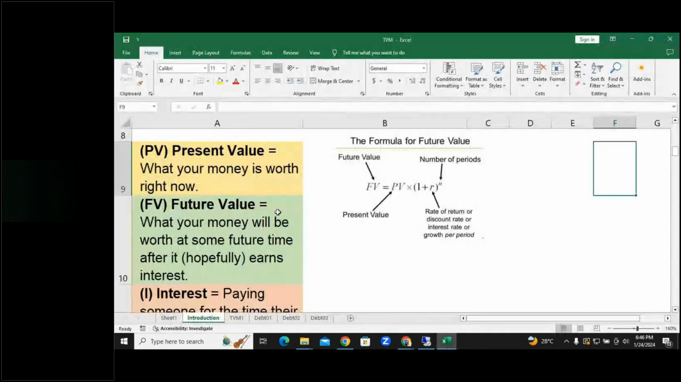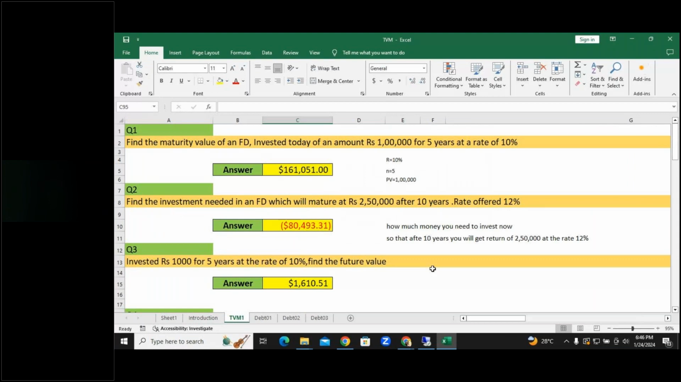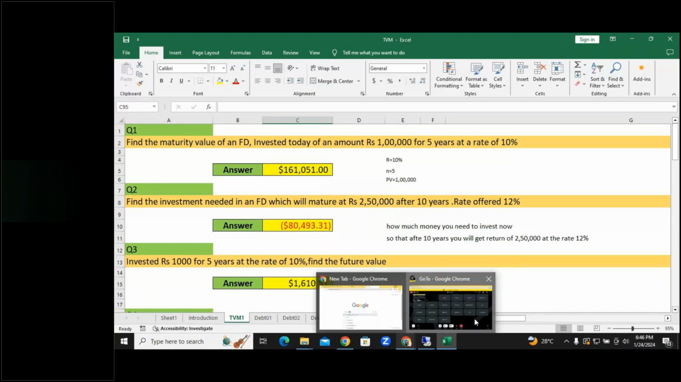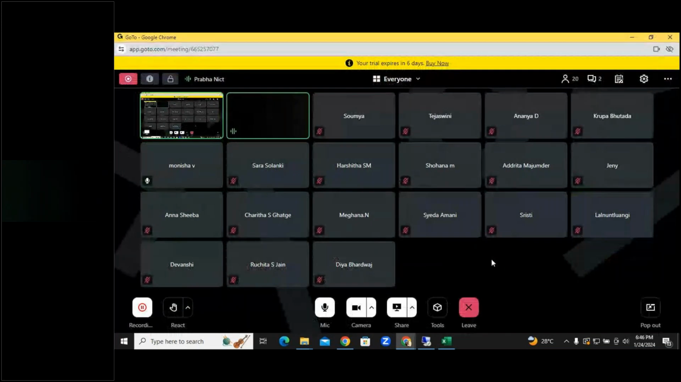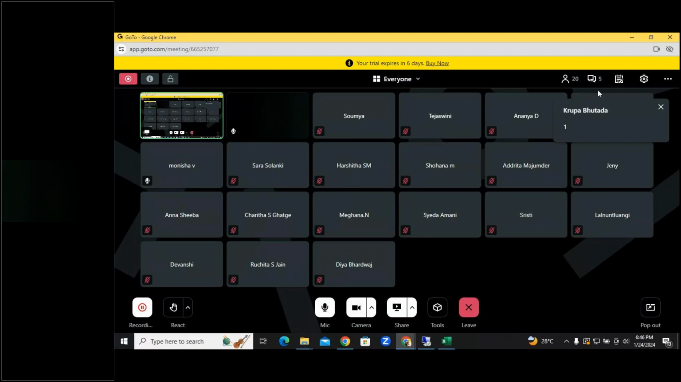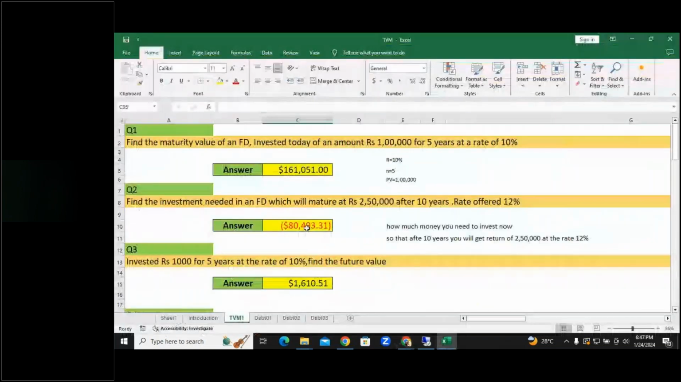I hope you people have downloaded the file. So shall we start with the practicals? If you people have downloaded and are ready with the things, just type in one in the chat box. Okay, fine. So let's go. Open TVM1.